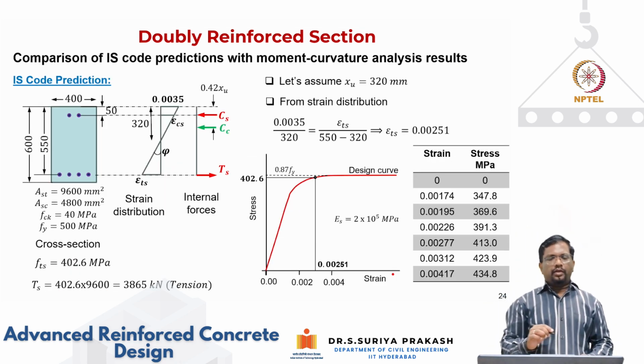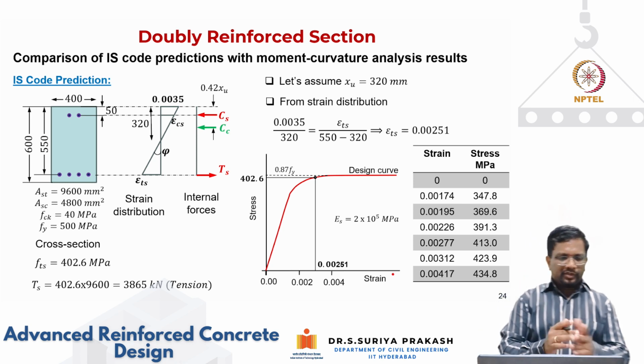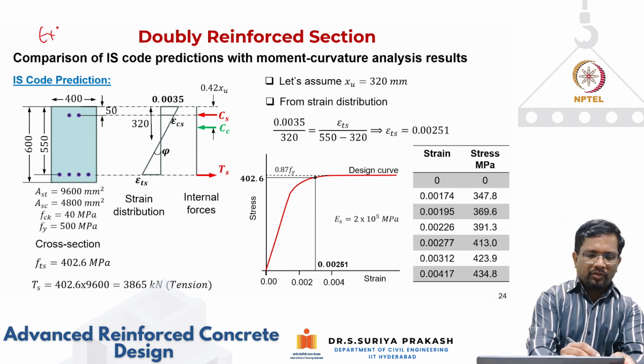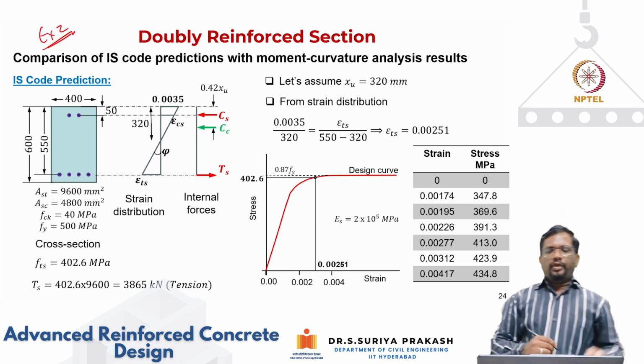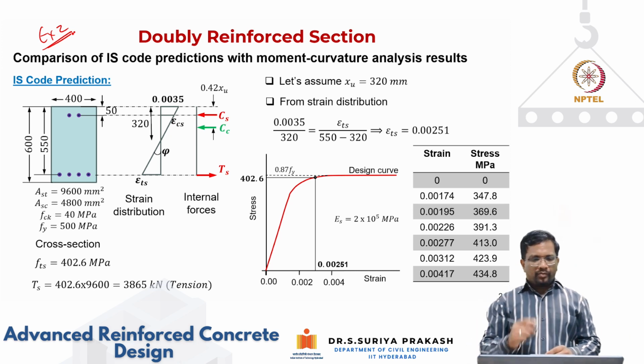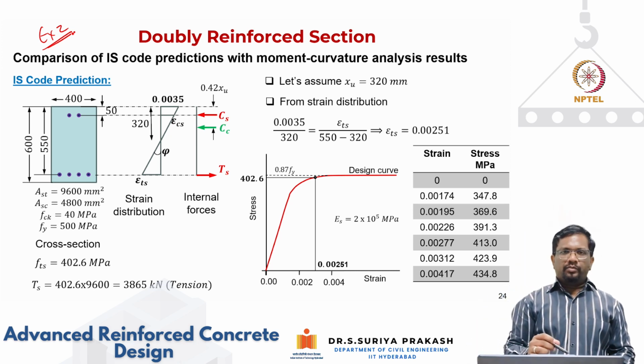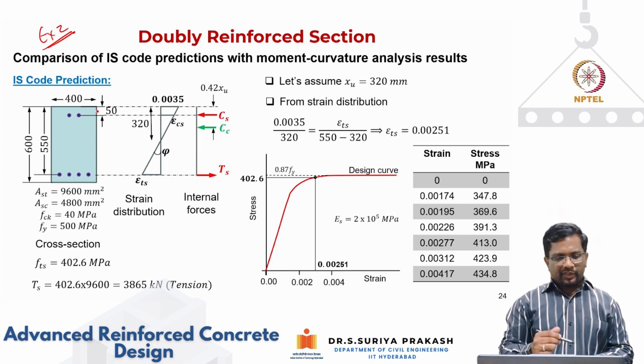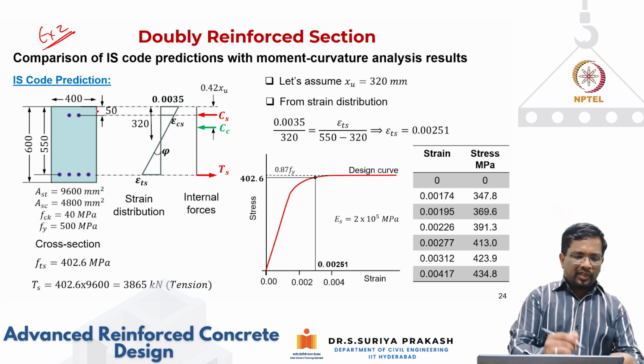Now we are taking one more example. So this is example number two. Here also we are doing analysis. In this case, this is the same cross section that we used for our moment curvature analysis. So now what do I have?